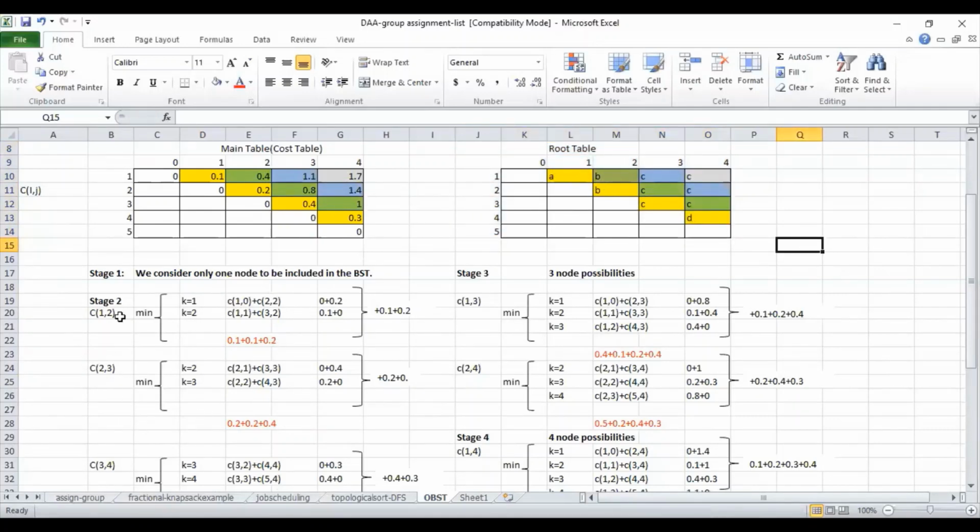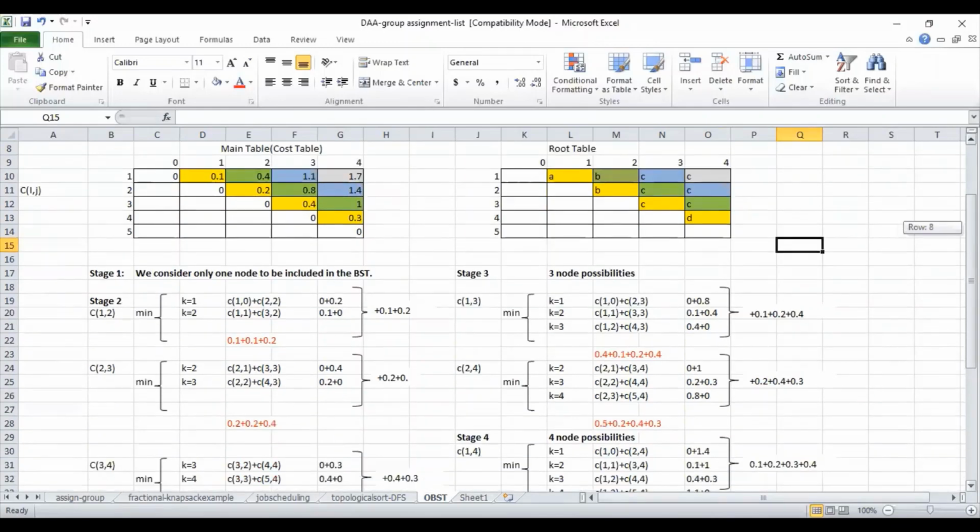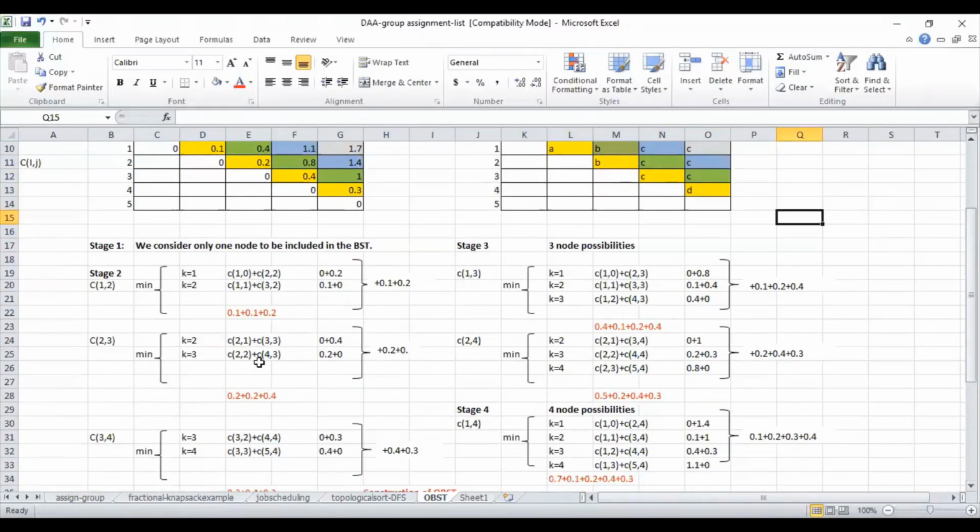And now we are in stage 2, where we have found the solution for C12 as 0.4. Similarly, C23 would be the minimum of, now when 2 and 3 are considered, the node possibilities are either k is equal to 2 or k is equal to 3. So when k is equal to 2 or k is equal to 3, the keys that are considered are either B or C.